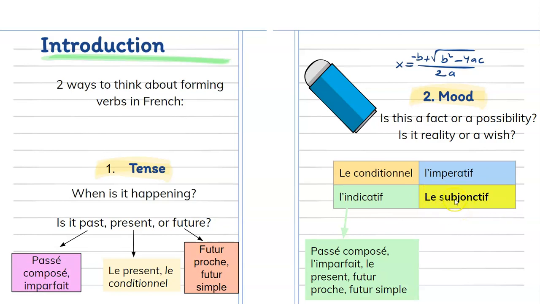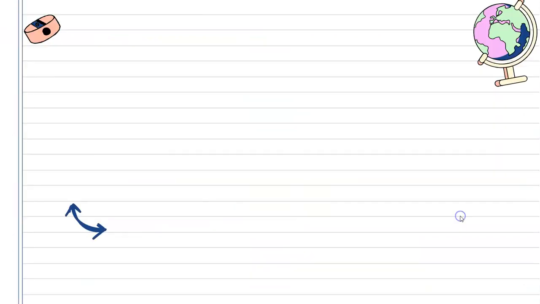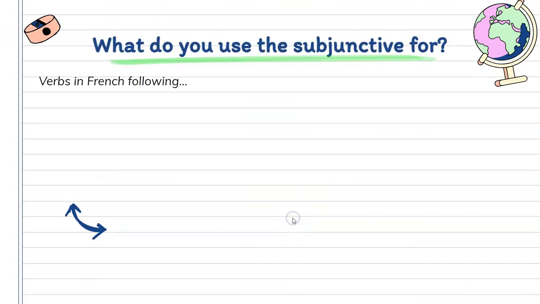So it's just another way. There are similar tenses within this mood. So there's past subjunctive, present subjunctive. We're just focusing on present right now. So when do you use it? You use the subjunctive for verbs in French following different situations.